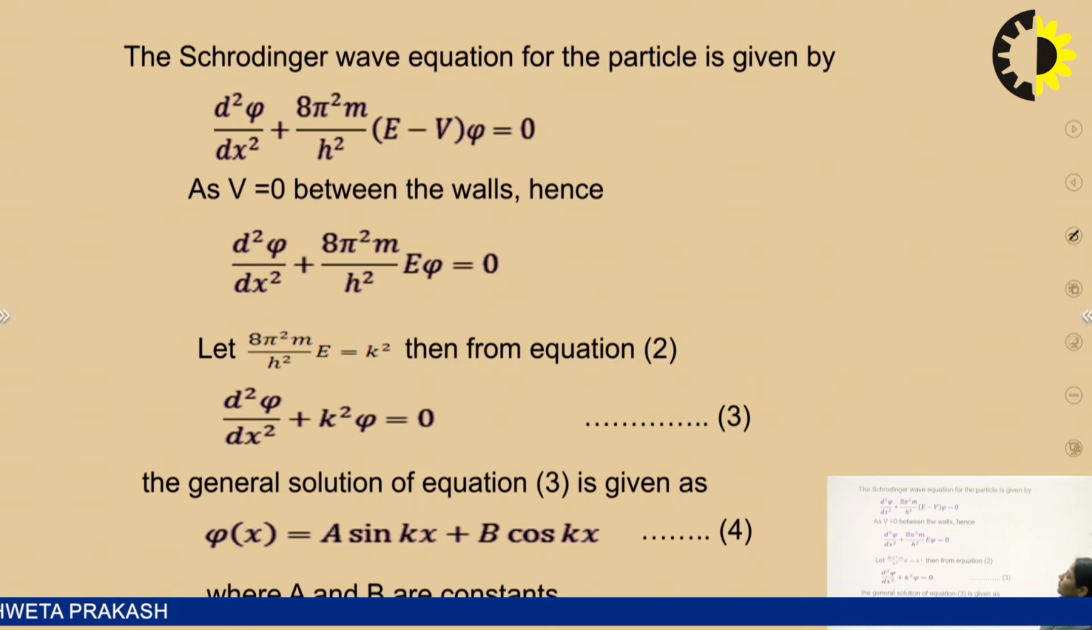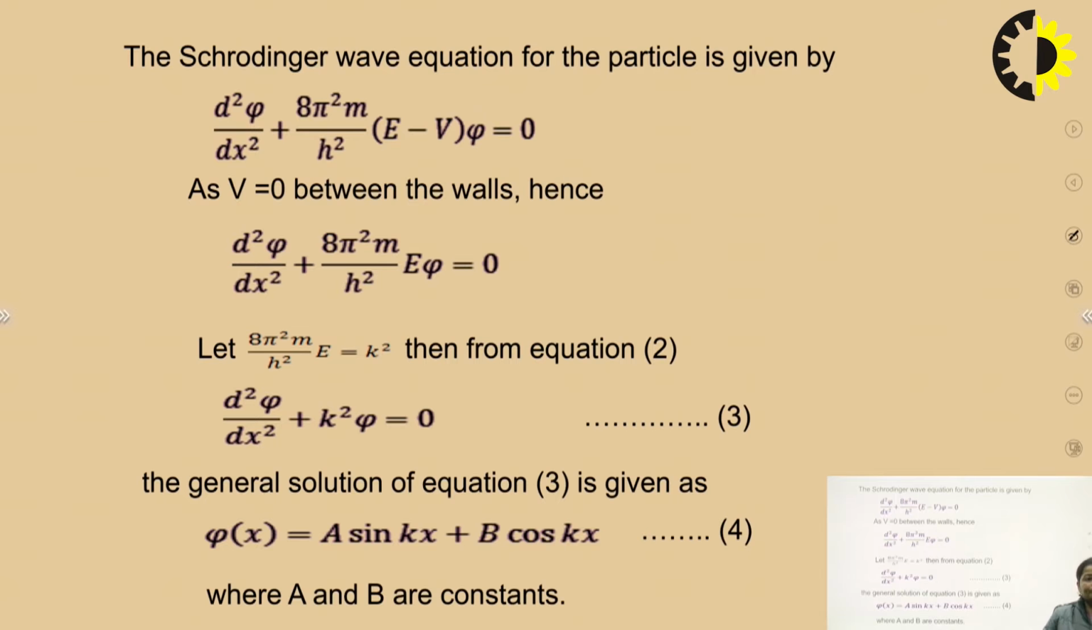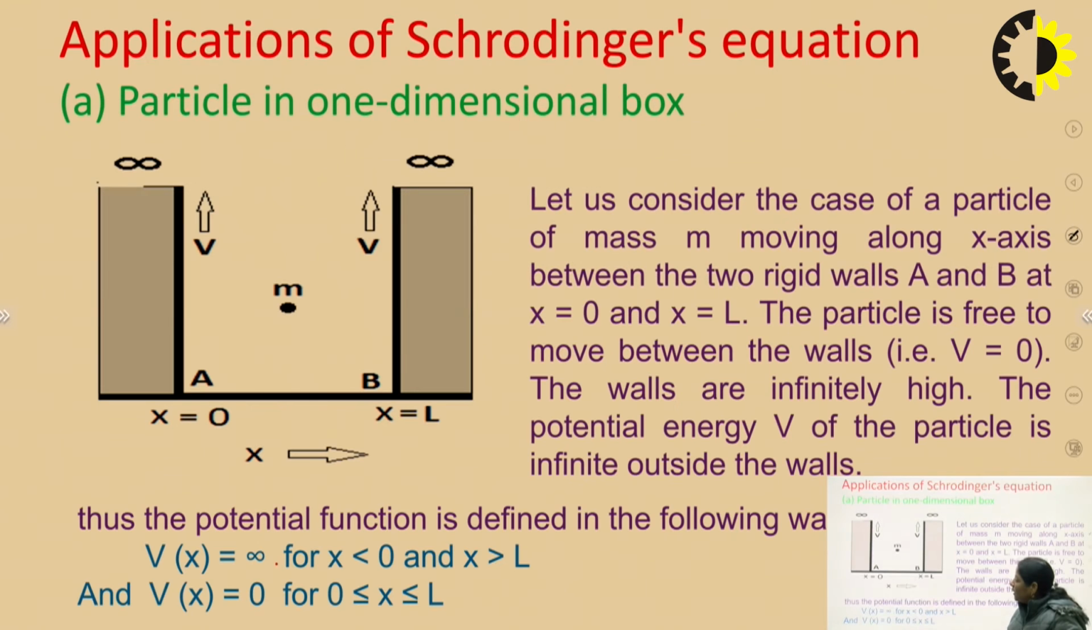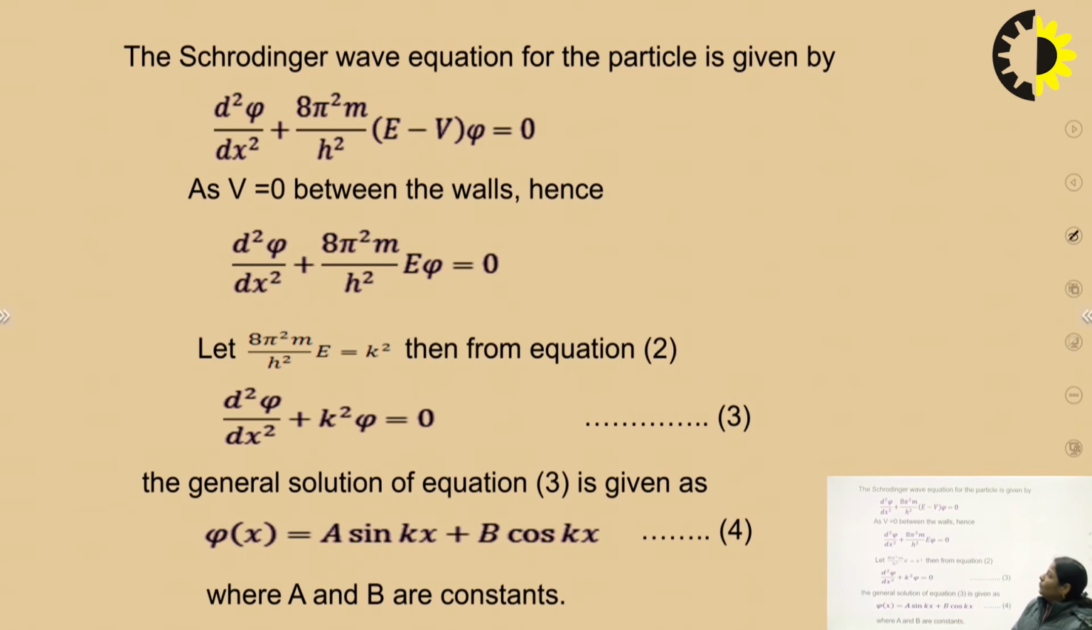So we have to consider the behavior of the particle when it is inside the box. Inside the box, we will have the condition V equal to 0. So we put V equal to 0 and we put this value in this equation. When we put V equal to 0, we get this equation. And now we will solve this differential equation, the Schrodinger equation. So what do we do?